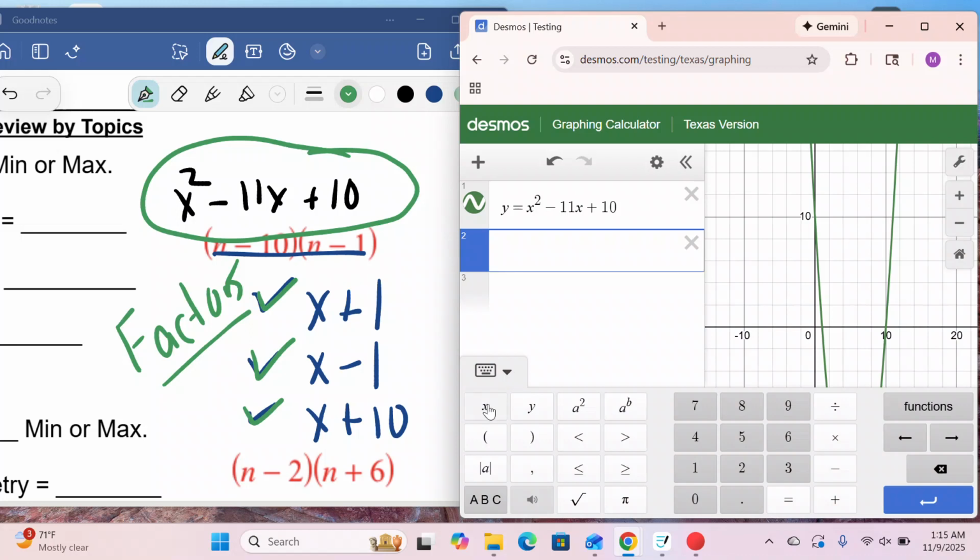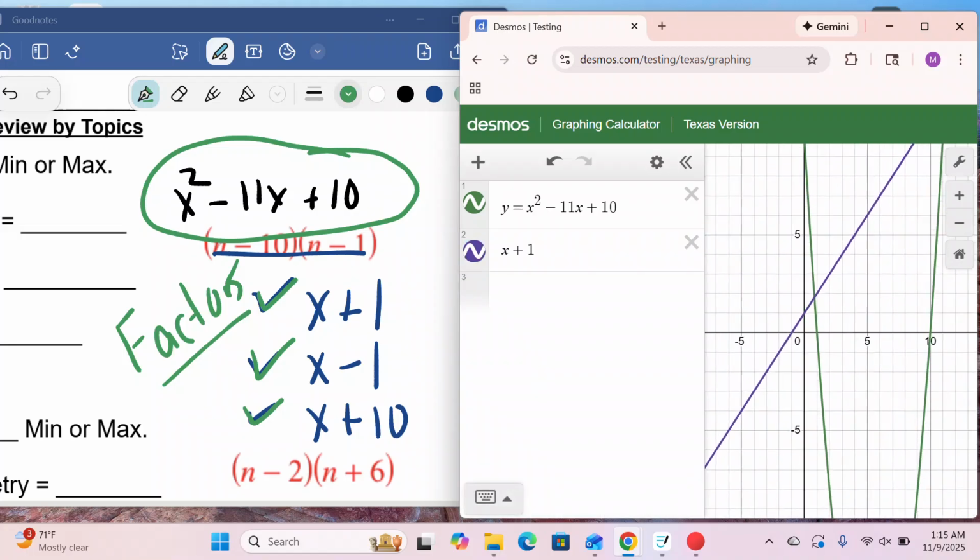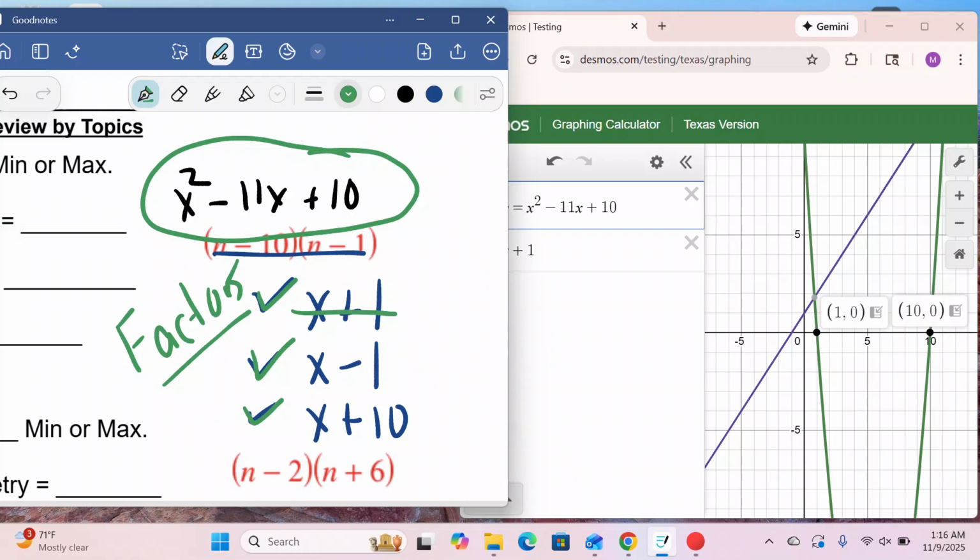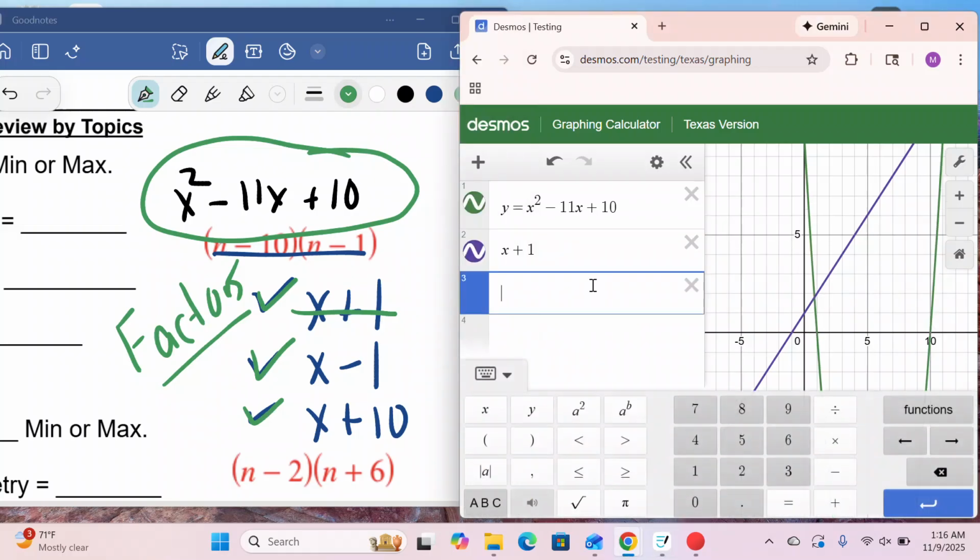So the way I plot it is I put x plus 1. And I'm going to see, does this line pass through my x-intercepts? It does pass through my U-shape, but does it pass through my x-intercepts of 1, 0 and 10, 0? It does not. So this would not be a factor of x squared minus 11x plus 10. Before, we used to do synthetic division, but now you can determine whether they're factors just by knowing whether it passes through my x-intercept.